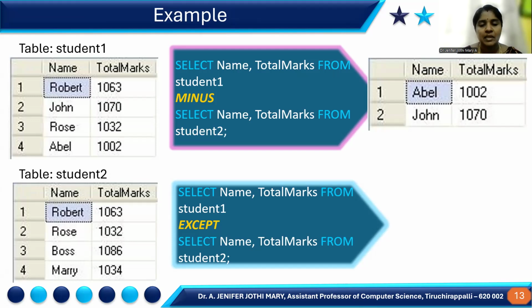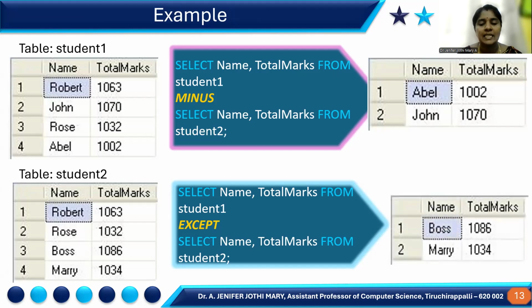So when we write except, we select the columns from table 1, give the keyword except, and select the columns from table 2. Then we execute and get the answer as Bose and Mary from B. So that's all about the set operations.